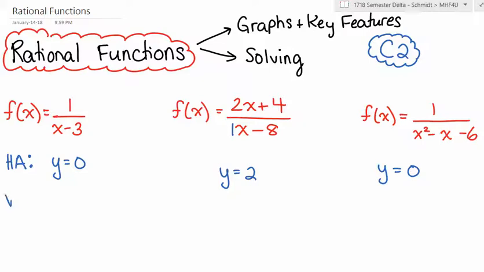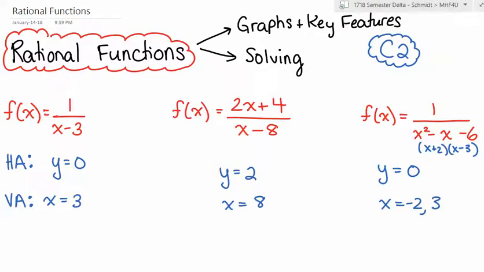And then our vertical asymptotes are when the denominator is equal to 0. So for this one, x minus 3 equals 0 when x is equal to 3. For this one, the denominator equals 0 when x is equal to 8. And for this one, it would be helpful if we factored that. So I'm going to factor it to x minus 2. Just kidding. x plus 2, x minus 3. So we'll have two vertical asymptotes, one at -2 and one at +3.